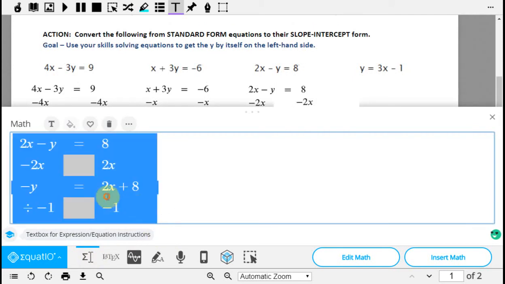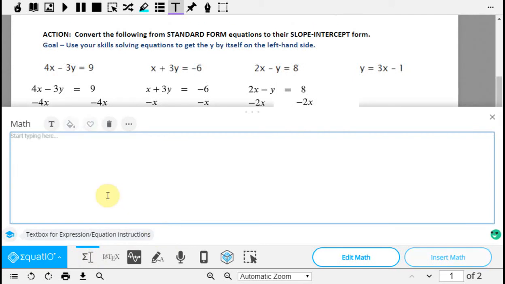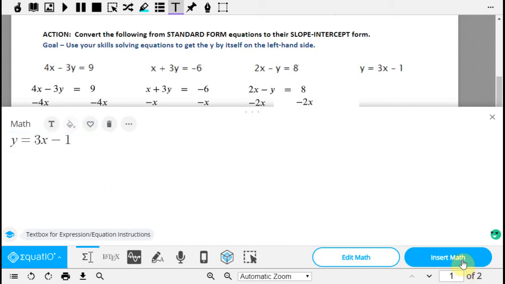Looking at the next question, y equals 3x minus 1. That's already in the y equals mx plus b form, so I don't need to do any more to it. I'm just going to put this in here to show that I recognize that that's already in that form.